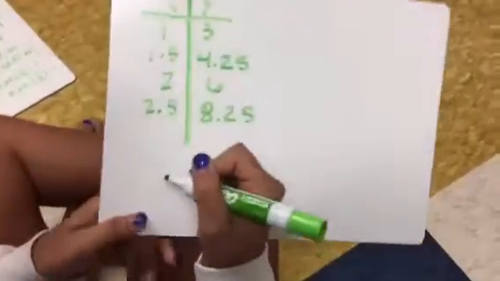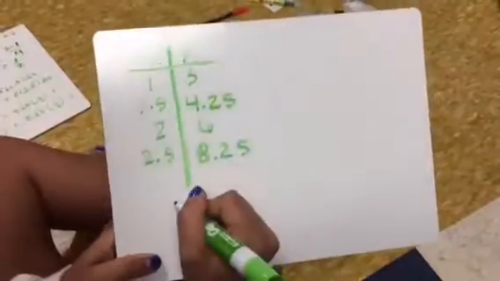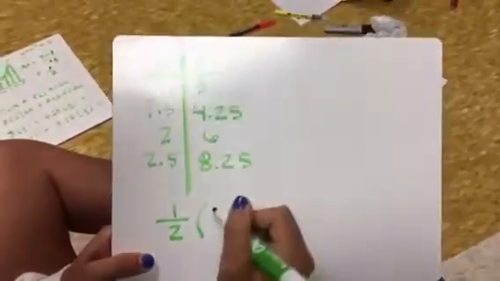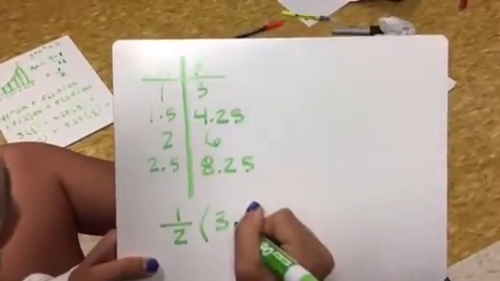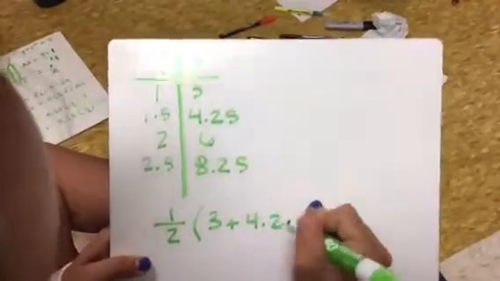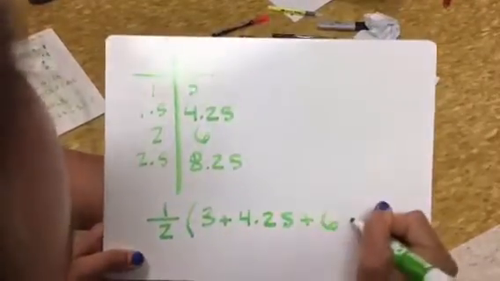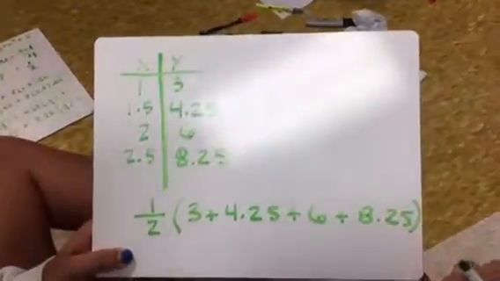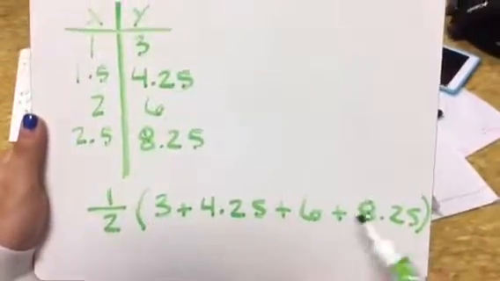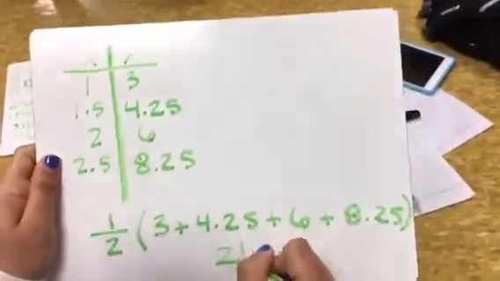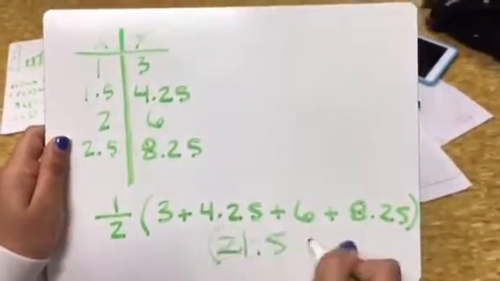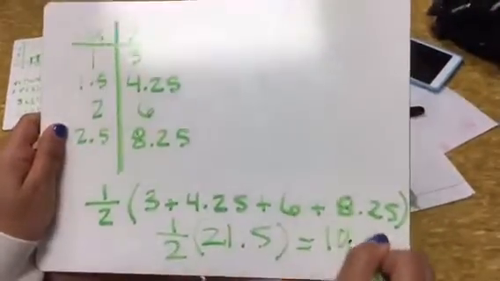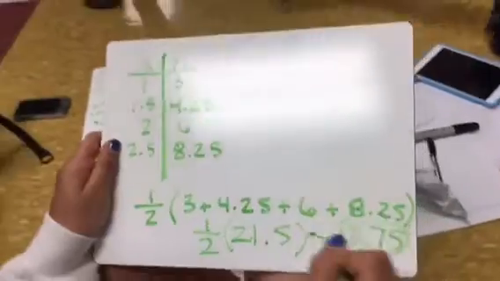So now we can make our equation to find the area. Since we multiplied it by 1/2, we can factor it out. And we put all of our y values: 3 plus 4.25 plus 6 plus 8.25. Next we have to add all these up, which is 21.5. And we still have to multiply that by 1/2. And that is 10.75. That's our final answer.